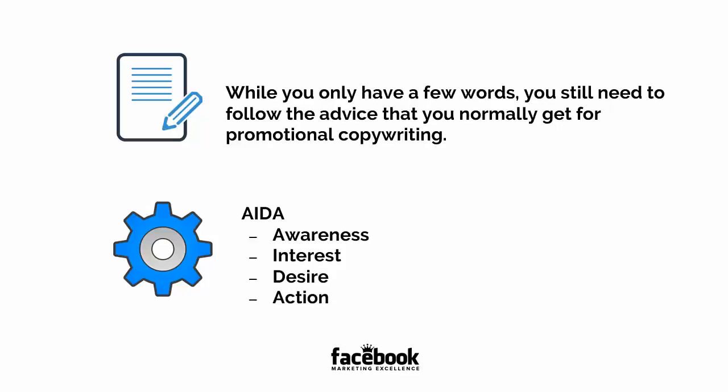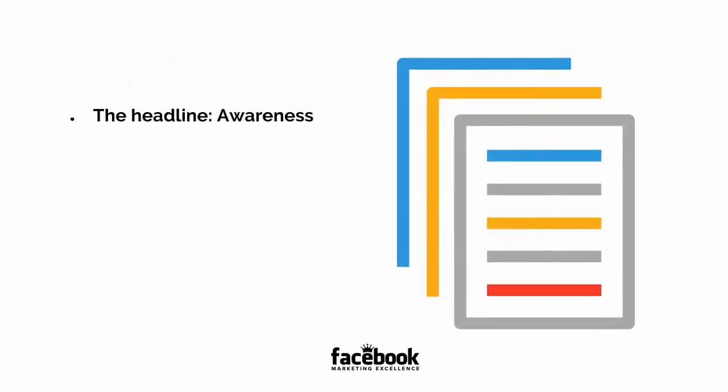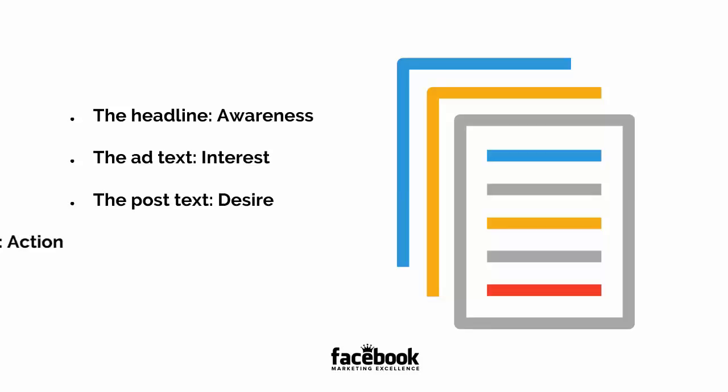In this case, we can break this down into each of the categories. The headline is awareness. The ad text is interest. The post text is desire. And the call to action button is action. Now, this isn't a strict rule, but it can be useful as a basic structure. The tough bit is getting your readers to be interested in your product and then to desire it in just 90 to 180 words.